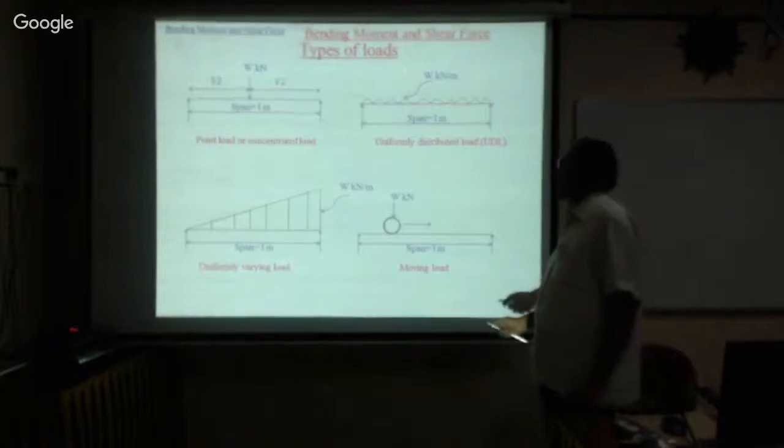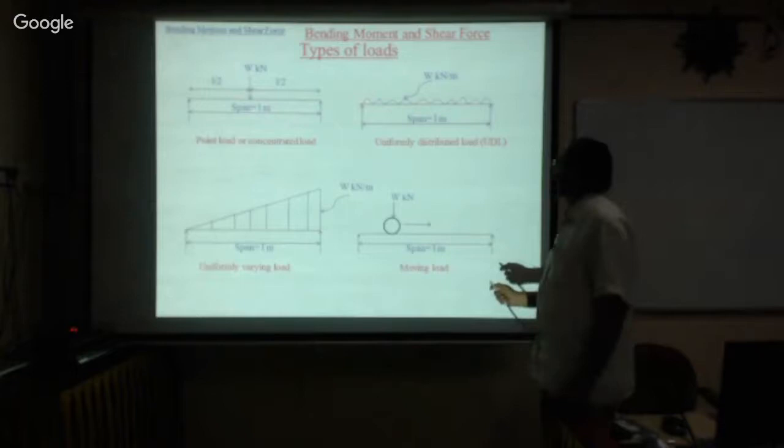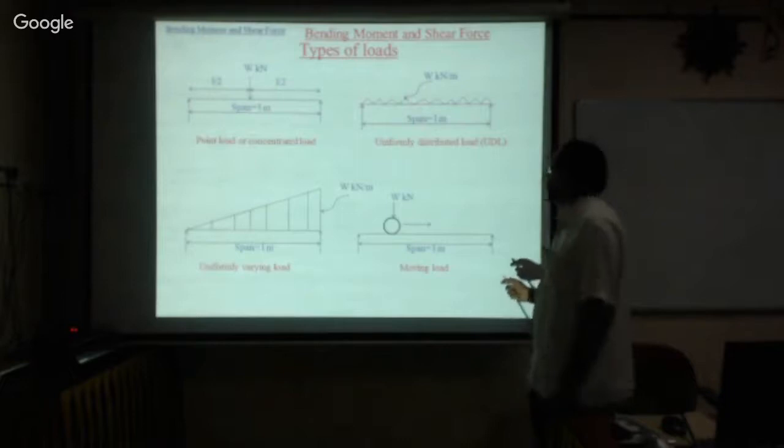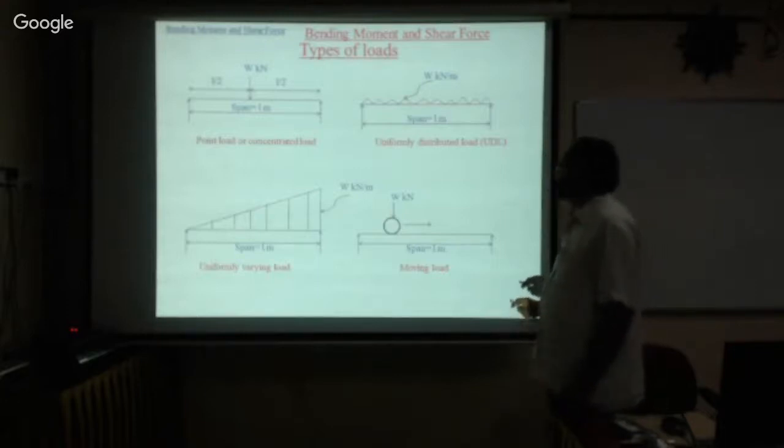And types of loads. In regular practice, we will come across different types of loads on structures, that is beams or columns. So this is one point load or concentrated load. And this is a uniformly distributed load, where the load is distributed over the entire span of the beam. Sometimes it may be half, sometimes a quarter, sometimes at the center, depending upon the type of the structure. And this is the uniformly varying load. And these are the moving loads, like buses and vehicles traveling on a bridge.